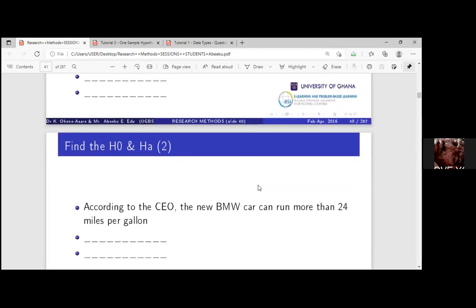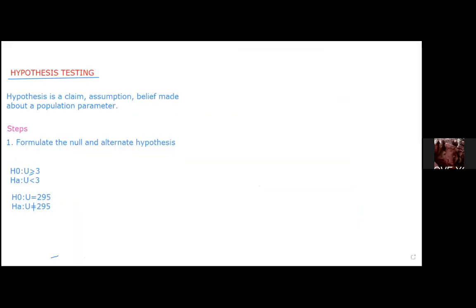So according to the CEO, the new BMW car can run more than 24 miles per gallon. Which word or group of words here corresponds to a sign? Jennifer? More than. And more than is? Greater than. And greater than is contained in which hypothesis? Alternative hypothesis, so H A. So H A is such that mu is greater than 24.